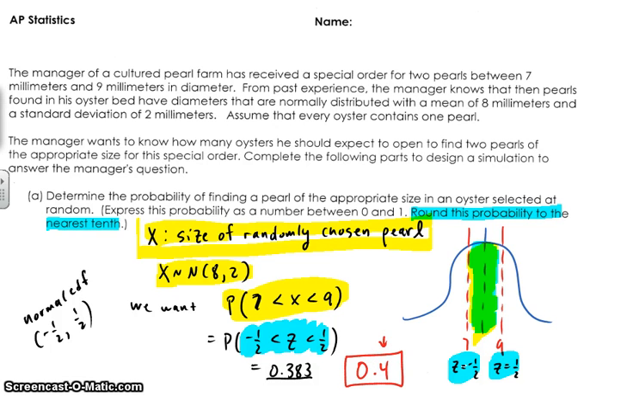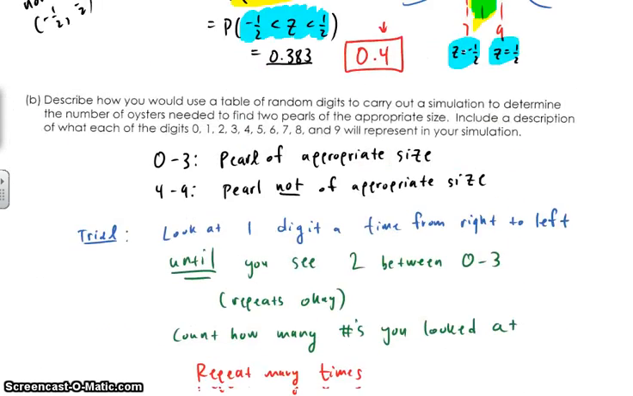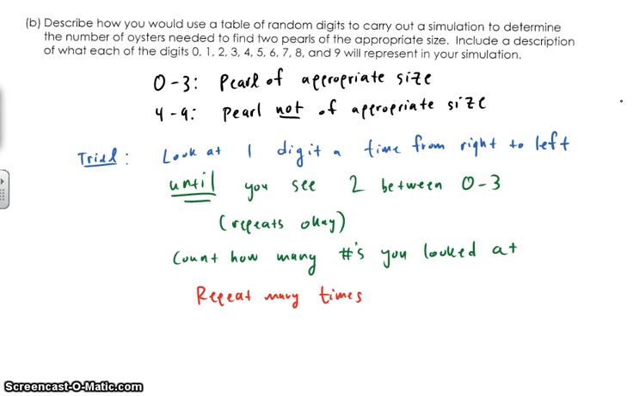Most groups did pretty well with that. So we move on to part B. Part B was describing how you would use a table of random digits to carry out a simulation to determine the number of oysters needed to find two of the appropriate size.